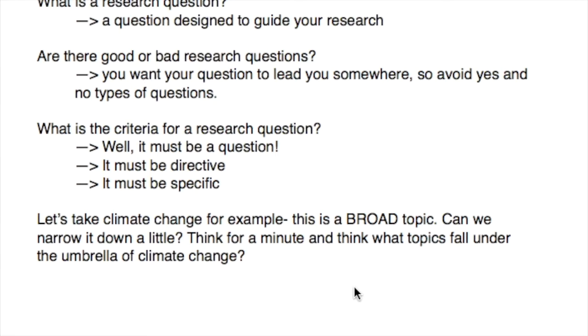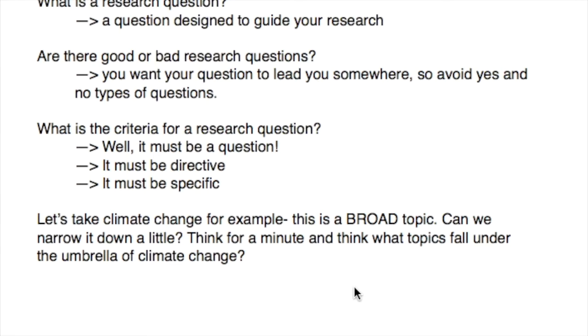Are there good or bad research questions? Absolutely. We want our research questions to lead us somewhere. So we want to avoid yes and no types of questions. It doesn't help us if the answer to our question is yes or the answer to our question is no, because it's not going to take us anywhere. We want to be able to use our question to take us to the next level of our topic.